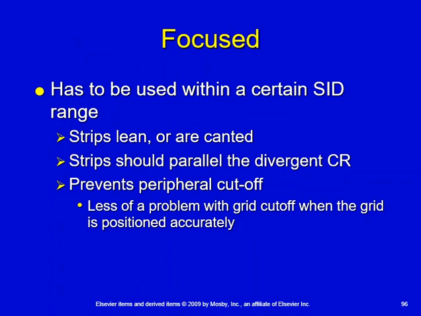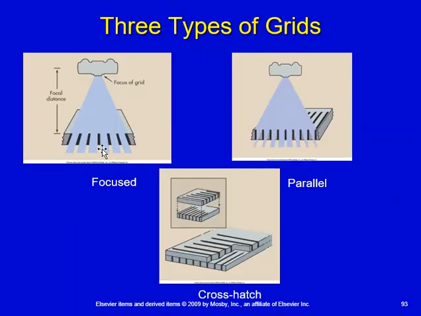Focus grids have to be used with a certain SID. They're complicated to make because the grid strips are canted, and that means that they lean. But they don't lean all the same amount. In the center of the grid, what you've got is parallel grid strips. So the innermost are truly parallel, but the further out they go, the more canting they get because they seek to remain at a parallel relationship with a divergent central ray. So you got a couple of different things going on there.